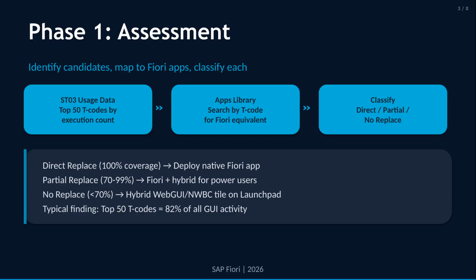Classify each into 3 categories. Full replace means a Fiori app covers the full functionality. Partial replace means a Fiori app covers most features, but some advanced functions are missing. No replace means no Fiori app exists yet, and you will need a hybrid approach. This classification drives your migration roadmap.